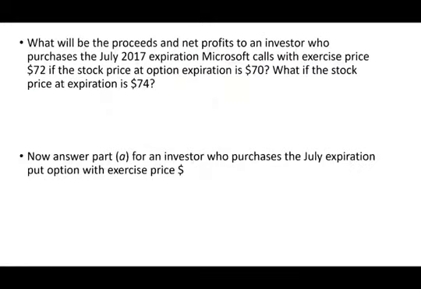Let's take a look at these numbers real quick. What will the proceeds and the net profit be to an investor who purchased the July expiration Microsoft call with an exercise price of 72 if the stock price at the expiration is 70? So if you bought a call option at 72, and remember, for that you paid $1.15, but the price is 70, you have no profit whatsoever. You have a loss because you will never exercise, and you lost 1.15 times 100.